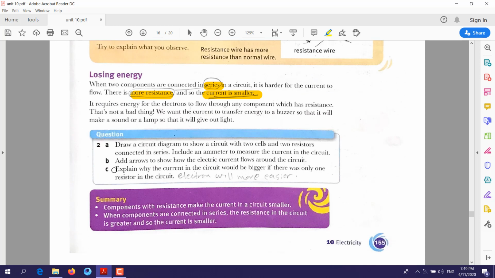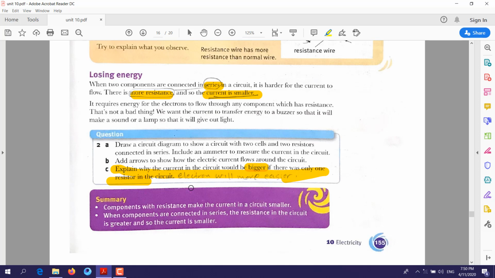Here, look at this question. Explain why the current in the circuit would be bigger if there was only one resistor in the circuit. Imagine you have an electric circuit with many resistors in it. For example, you have 2 electric circuits. One has 1 resistor, and the other has 2 resistors in it. Explain why the current in the circuit would be bigger if there was only 1 resistor.